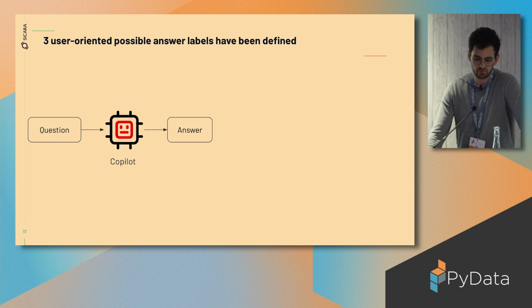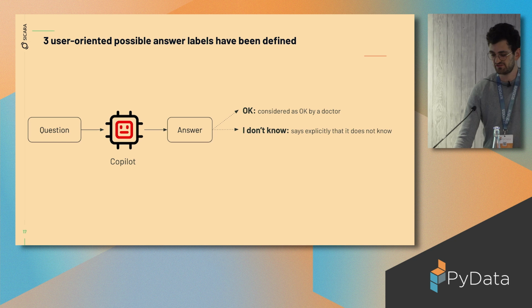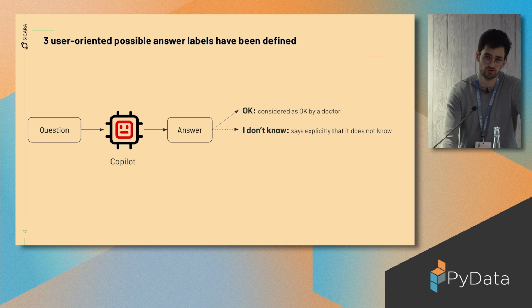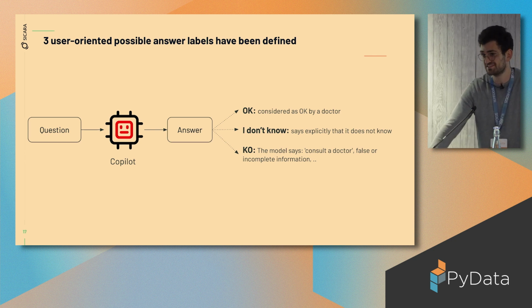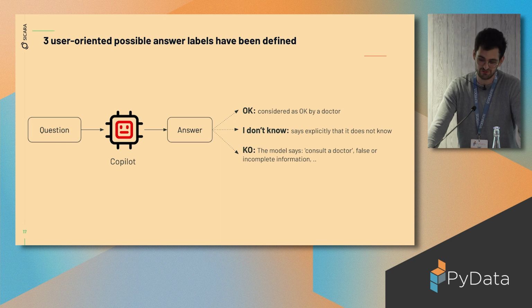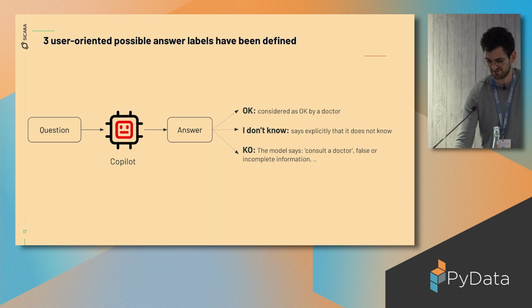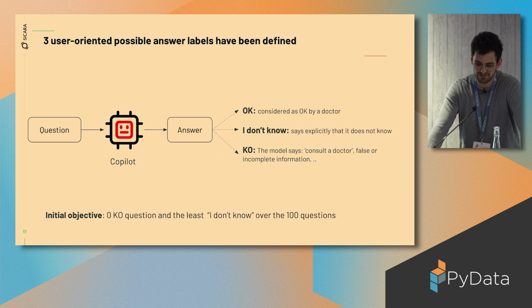And so we have a question, we put it in our copilot, it gives an answer, and we have 3 types of label. The first one is OK, if the doctor considers it's OK. I don't know, if the copilot explicitly says it does not know the answer. And KO, if the model says to consult a doctor, which does not really make sense because it's in the hands of doctors, or the information is false or incomplete. And our initial objective is to have 0 KO questions and the fewest I don't know answers over the 100 questions, our initial data set.